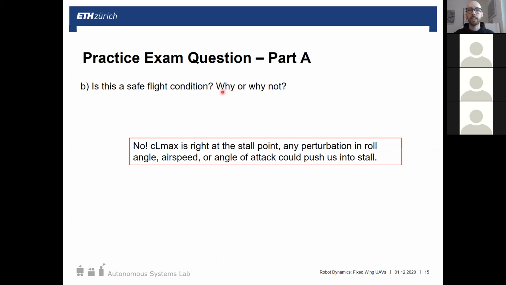And then the why or why not: for the exam as well, remember to please answer this question, why or why not. A lot of times I'll see answers to something like this that are just yes or no.